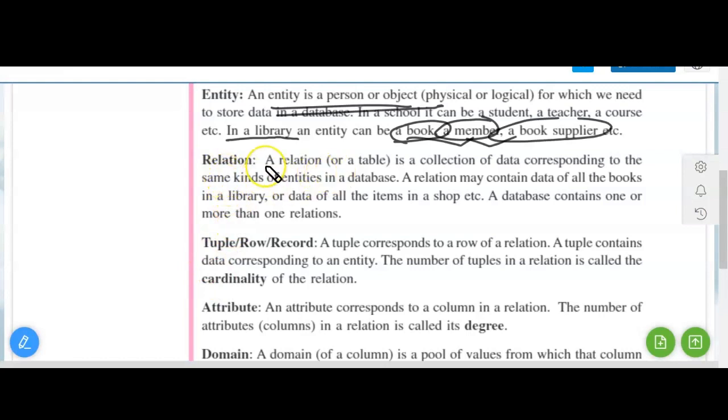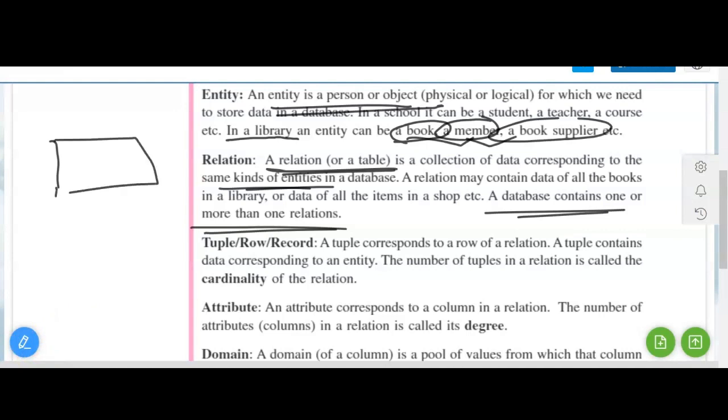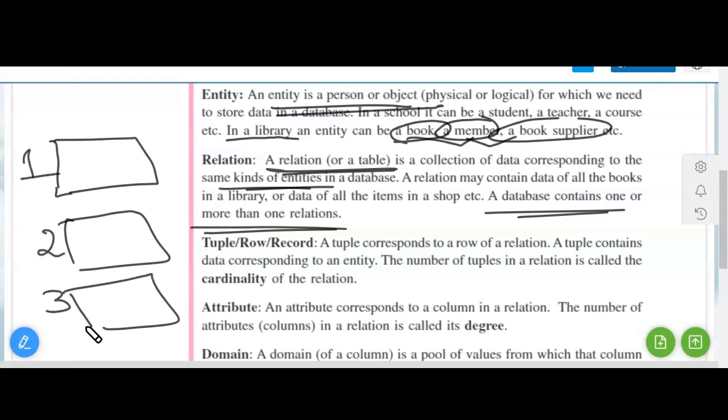Next is relation. As I told you, relation means it refers to the table, which is collection of data of same kind of entities in a database. Okay, database contains one or more relation. That means you have a database. It's not necessary that a database should have only one table. You can have multiple tables in a database. So this is table number 1, table number 2, table number 3 in a single database. So we have to name this database, and then different tables will be created inside and they will be connected to each other. We have queries for them. We have the commands for them.